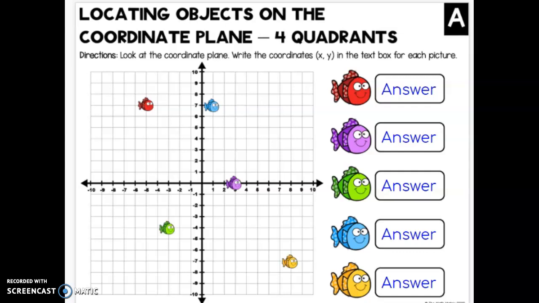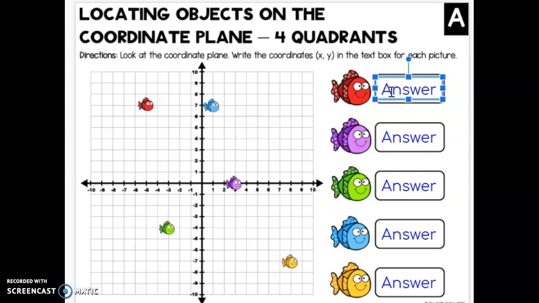Hi kids, for today's coordinate plane activity, you are going to tell me where each of these fish are located on this plane. So if I look at the red fish, remember I have to get to the elevator before I can go up the elevator, or get to the stairs before I go up the stairs. So these are all negative numbers, so I'm going to go over here. I'm going to see that he's at -5.